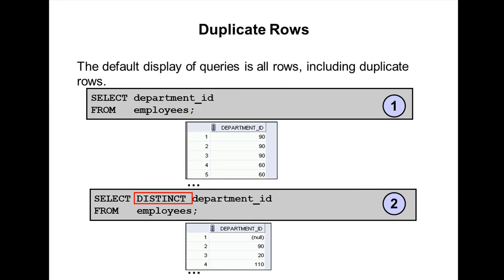I'm going to explain about the distinct keyword. Whenever you execute a query like SELECT department_id FROM employees, it will display all rows including duplicate rows. So how to display only unique rows? Oracle provided one keyword called DISTINCT. When you use the DISTINCT keyword, it will display only unique records.